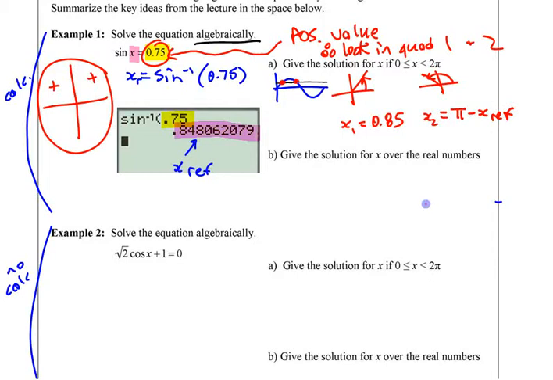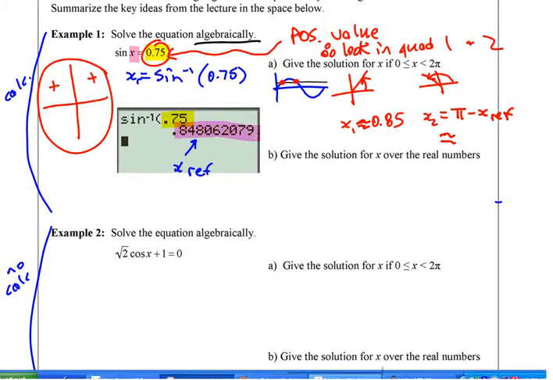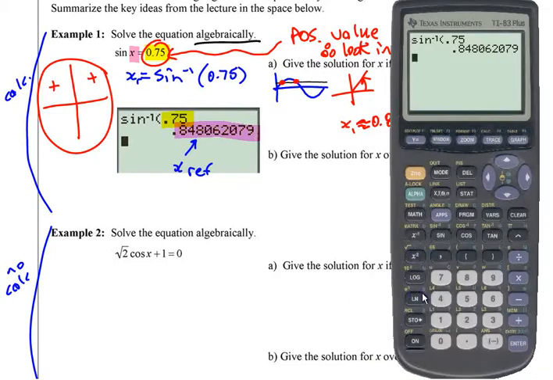pi minus x reference. Or in other words, we should actually say we're rounding it off here, roughly equal to. Go to the calculator and find that. Probably the best thing to do is store this as something on the calculator, and then you can use it over and over again. I'm going to store it as x. That's the reference angle. And then I can do pi minus the reference angle. Then I can just put x like that.